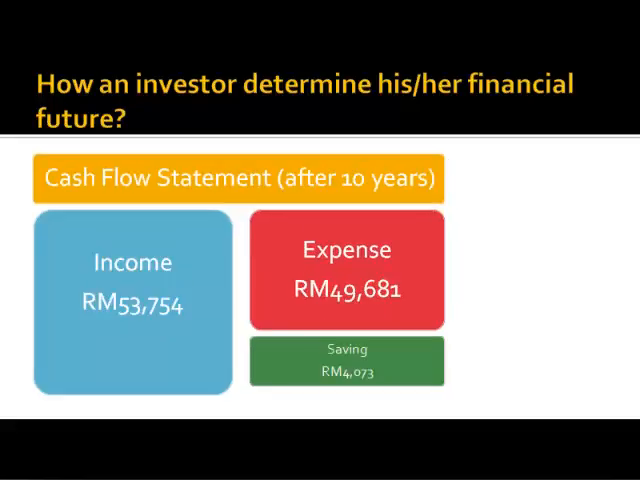So this may not sound like very much, okay, but in 10 years time, let's look again. Based on the same increment in salary and the same rate of inflation, in 10 years time his take-home pay will be 53,754 ringgit, and his expenses will also go up to 49,681 ringgit, giving him a cash reserve after 10 years of more than 4,000 ringgit. So as you can see, each year he should be able to save more to offset some of the expected major expenses that he will incur.